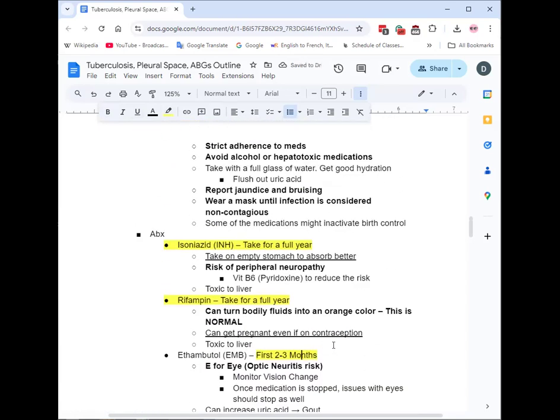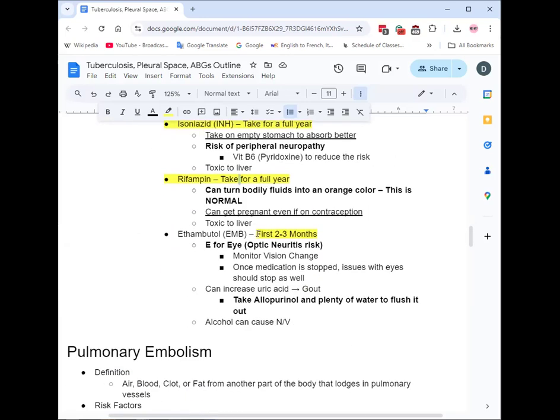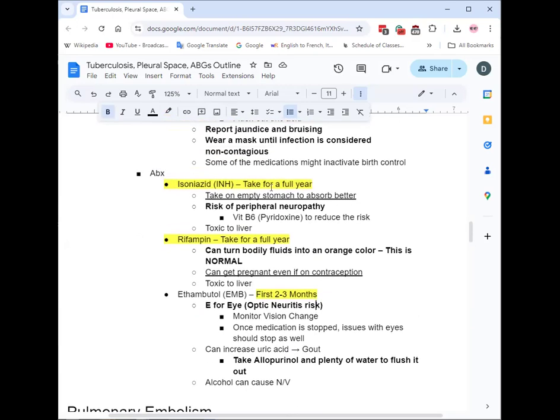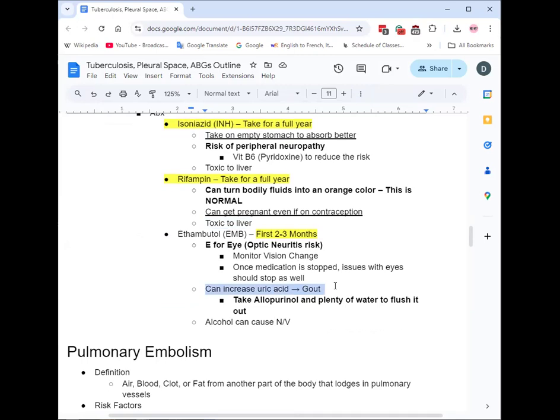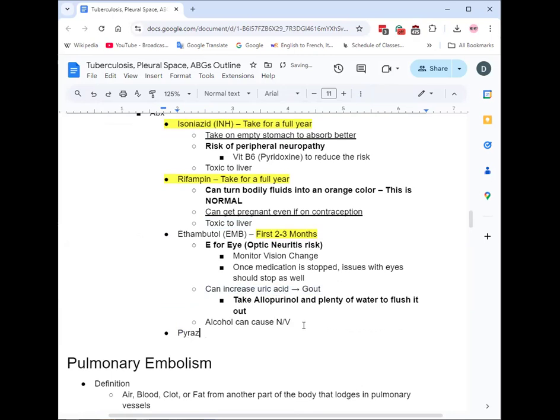So the good thing about the time frames is out of your medication, you have two that are taken for a full year, and then the other two are going to be for the exact same time frame of first 2 to 3 months. Both of these that already have this in common also have the toxic to liver thing in common. The uric acid thing, ethambutol has in common with the other medication, the pyrazinamide, PZA, which is also taken in first 2 to 3 months.